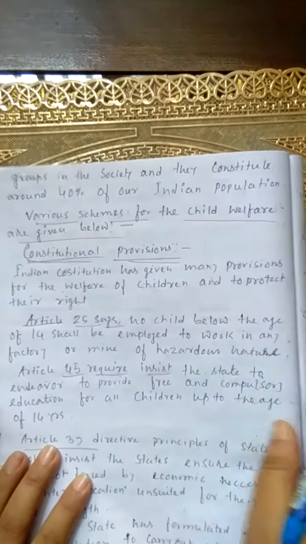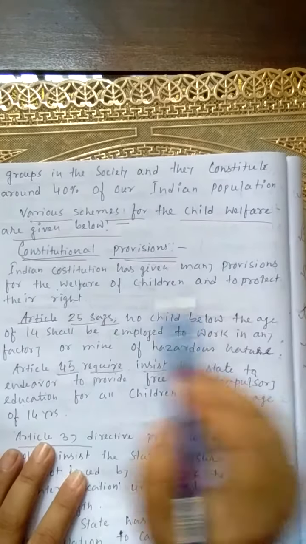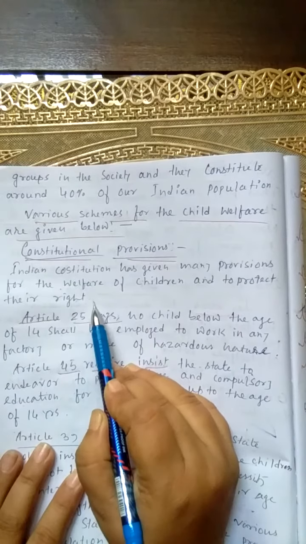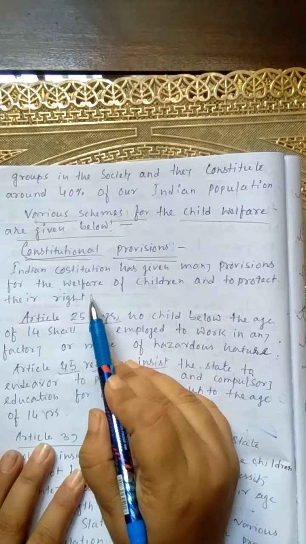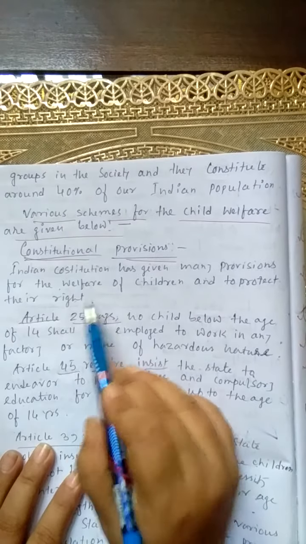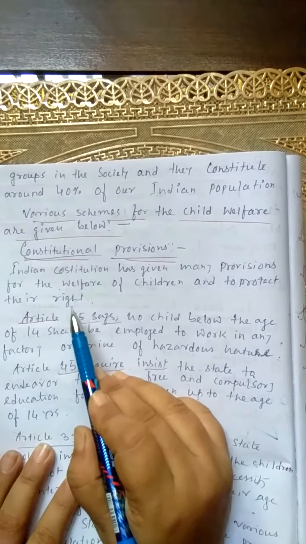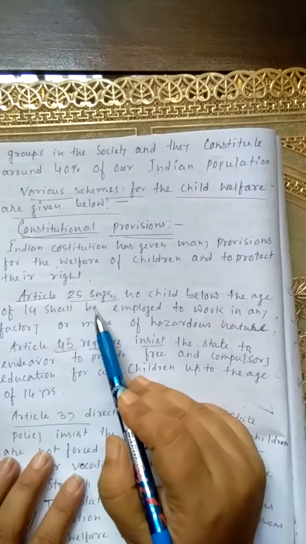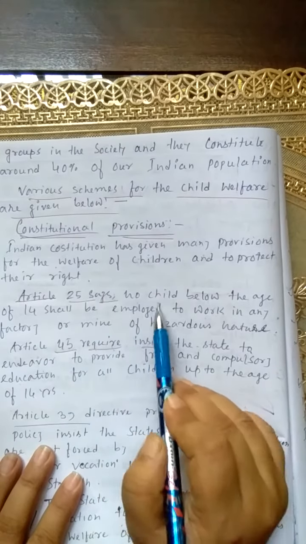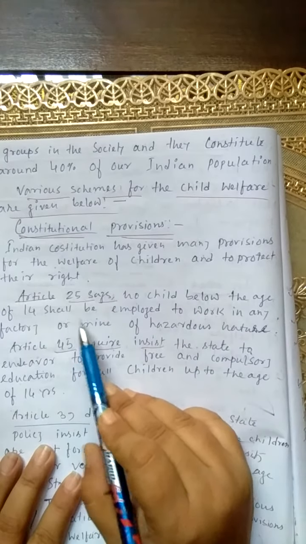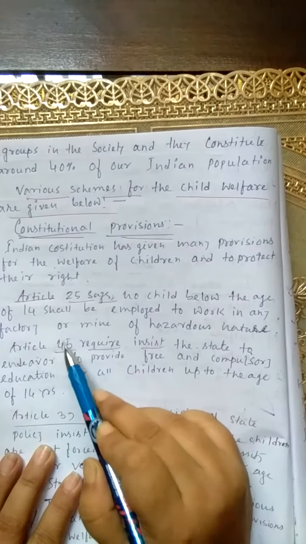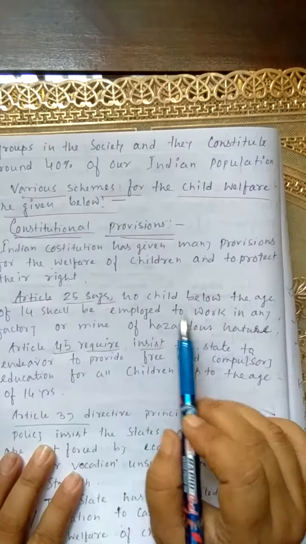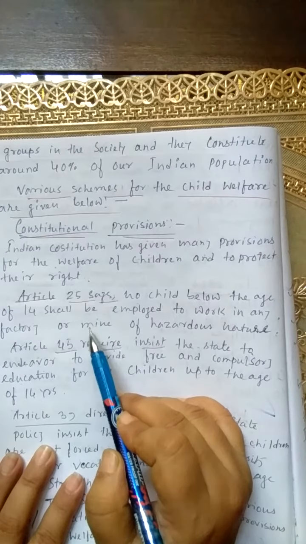The Indian constitution has given many provisions for the welfare of children and to protect their rights. Understand? Article 25 says no child below the age of 14 shall be employed to work in any factory or mine of hazardous nature. Understand? This is our constitutional right.